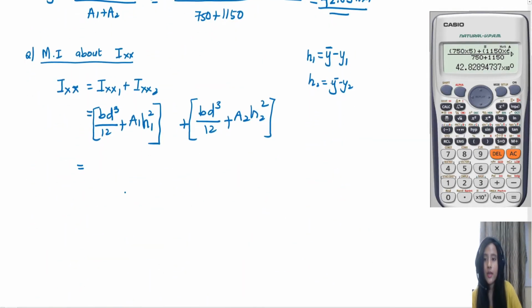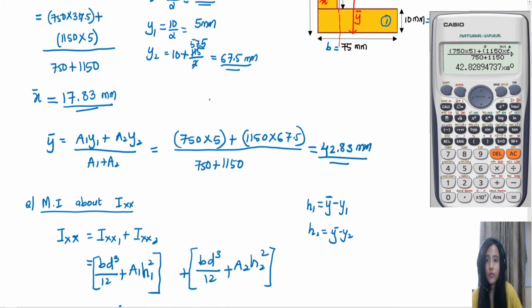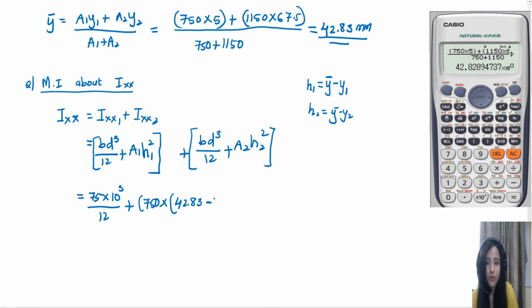So for the first section I have b equal to 75 into d, 10 cube by 12, plus the area A1, which was 750, into h1, which is y bar minus y1. So y bar was equal to 42.83 minus, how much was my y1? y1 was equal to 5, the whole square, right? So this is for my Ixx1.